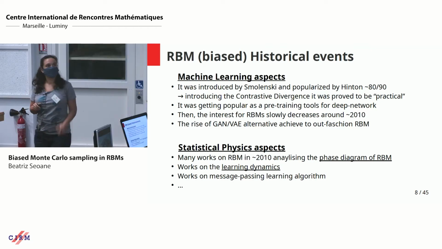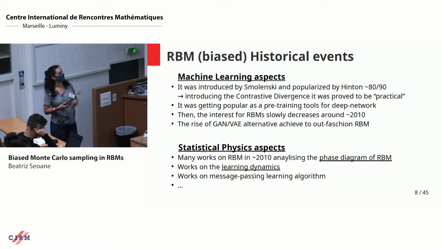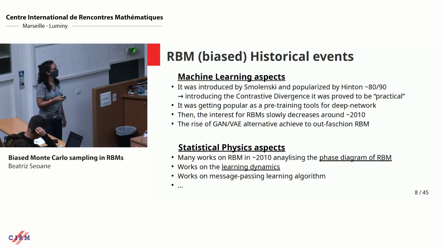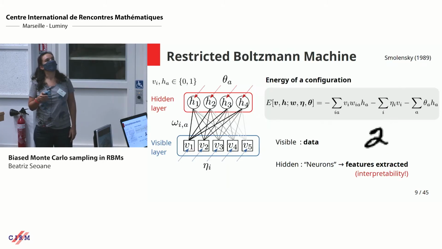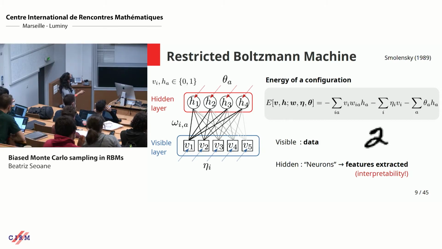But on the other hand, from the statistical physics point of view, it has advanced our understanding of the problem. It has advanced a lot. Now we have a phase diagram for the RBMs. We know a lot about the learning dynamics, and we even have better algorithms, like those based on the message passing algorithm.